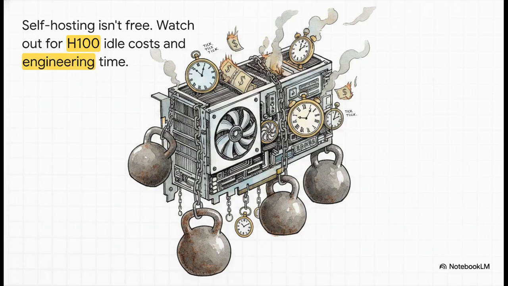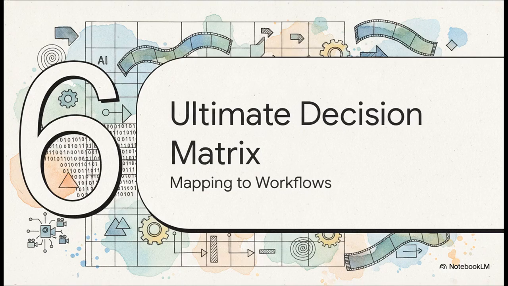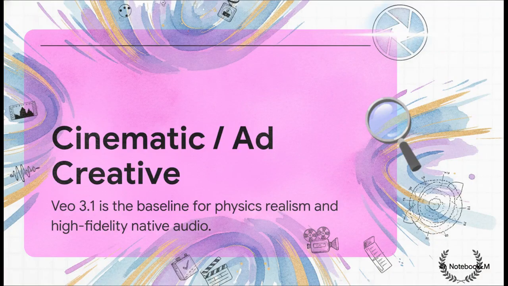It's almost always cheaper. Finally, Section 6, the ultimate decision matrix, mapping models to workflows. This is the payoff. Let's map these tools to specific use cases. If you're an agency producing high-end brand campaigns, cinematic YouTube long-form, or client pitch videos where the budget allows for it, Veo 3.1 is your undisputed quality king.